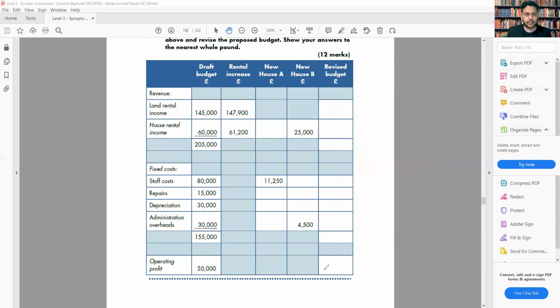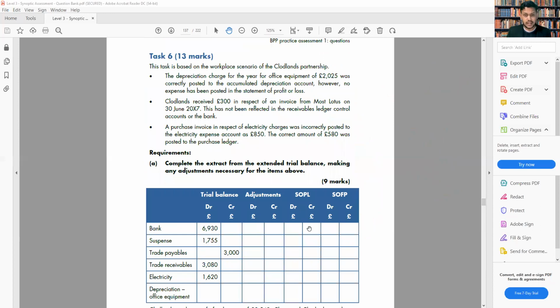The next one we have is task number 6. Now, as I said, this question normally comes from the extended trial balance, so you'll see it, and you need to make sure you revise the extended trial balance very well. And definitely this question will be in the exam. Let's have a look at these three adjustments we have here.